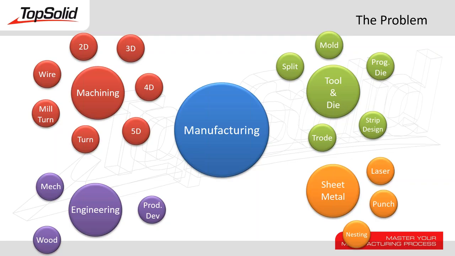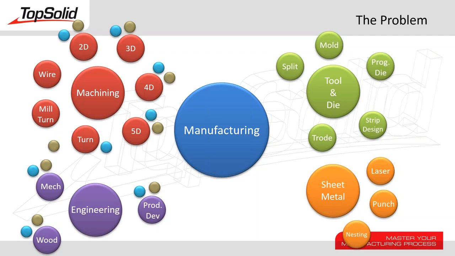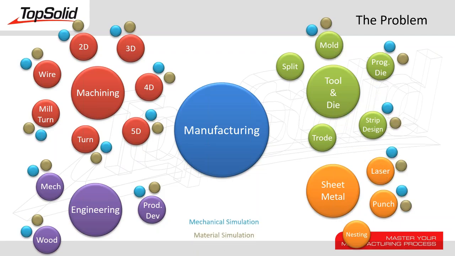In all, manufacturing is pretty intense. There's a lot going on. Now, there is a step more that exists in the manufacturing process, and that of course has to do with simulation. Everywhere we see these little blue and tan buttons, this could be material simulation, finite element analysis simulation, or mechanical simulation. But all of these various products and subsectors, if you will, all have simulation behind them.